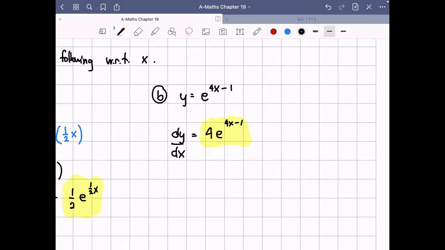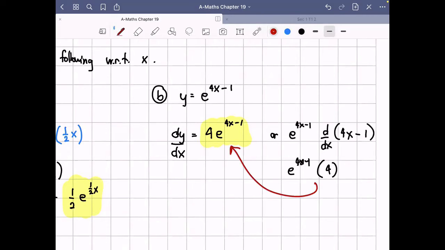So just write the whole thing again and then get the derivative of 4x minus 1. So it's e to the 4x minus 1, and then what's the derivative of 4x minus 1? It's 4. That's why you'll get the same answer. Okay, so that's for letter B.